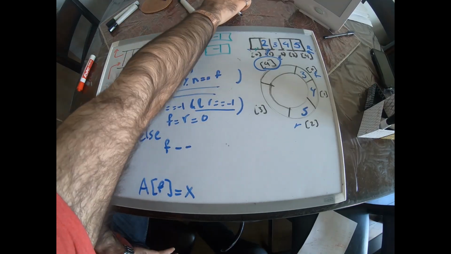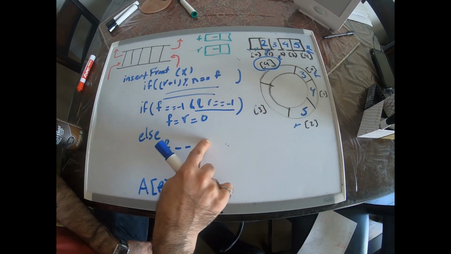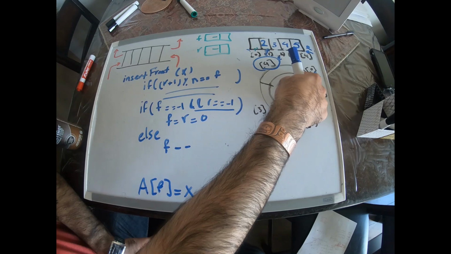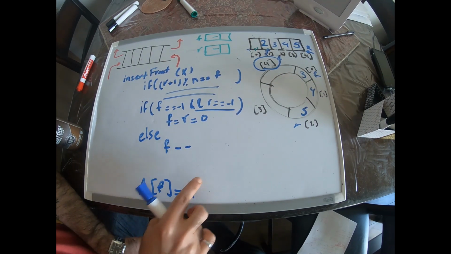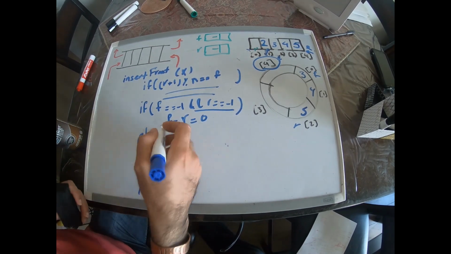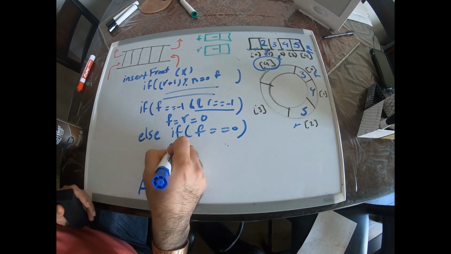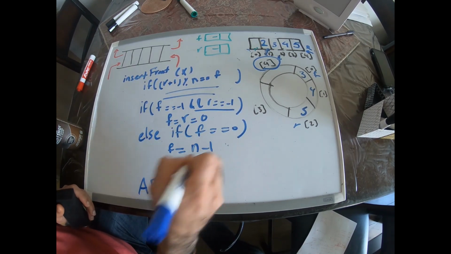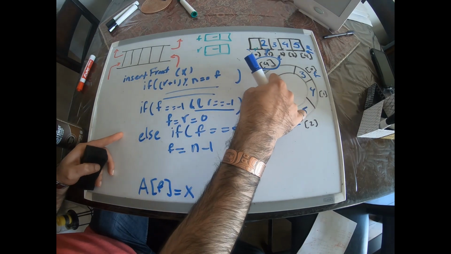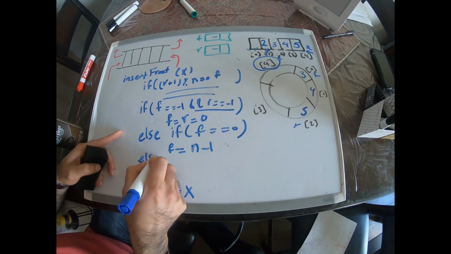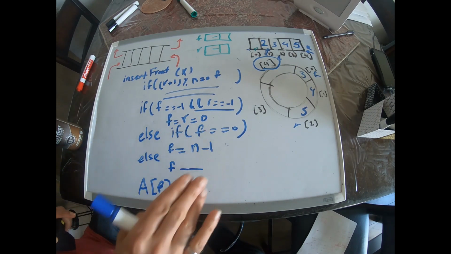Okay, so you can write two conditions: else if front is equal to 0, make front equal to n minus 1. We know that the array was not full, so we know that there is a space here. Else, f minus minus. So this is one way of writing it.